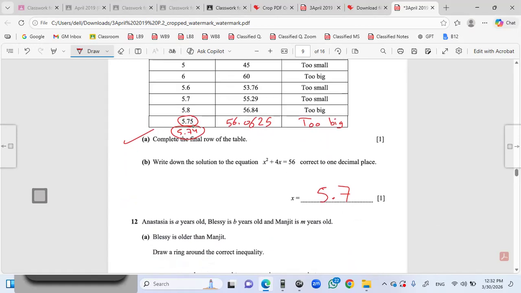Because the second digit after the decimal point will definitely be smaller than 5. I don't care what it's going to be. I care that it's going to be smaller than 5. So rounding it to one decimal place is going to give you exactly 5.7.